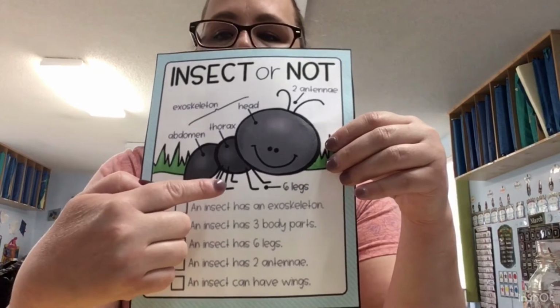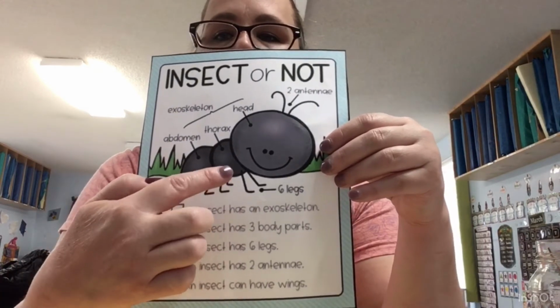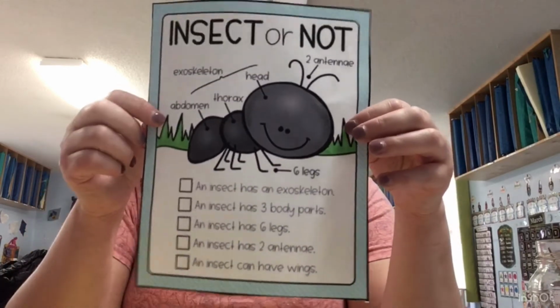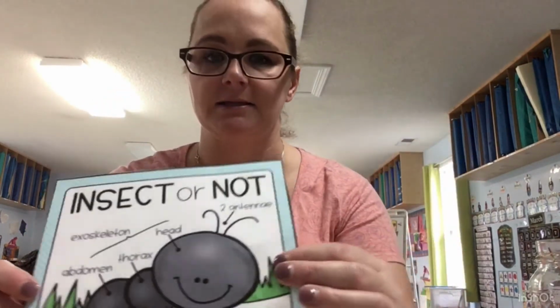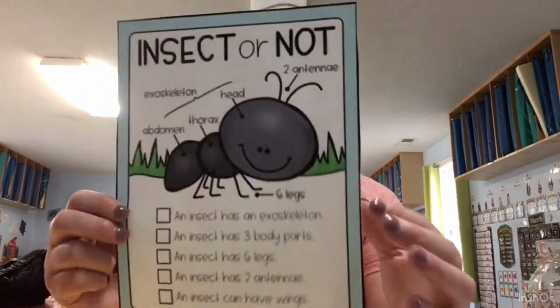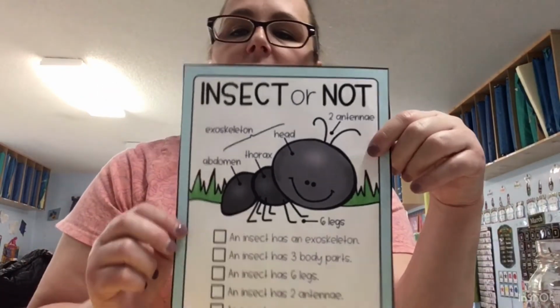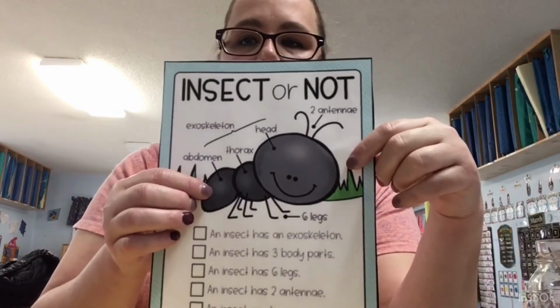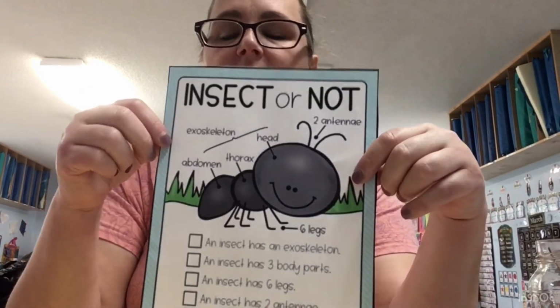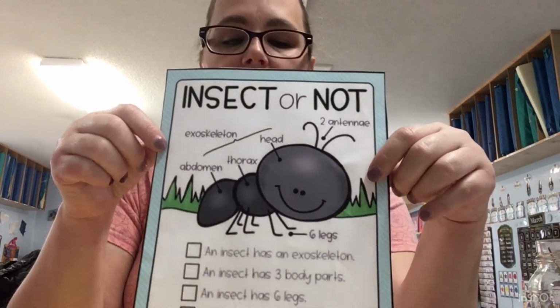1, 2, 3, 4, 5, 6. 6 legs. So if you see a little tiny creature with 6 legs, it is considered an insect, right? This is a picture of an ant. So we automatically know that an ant is an insect because it has all the body parts and the 6 legs that an insect has.